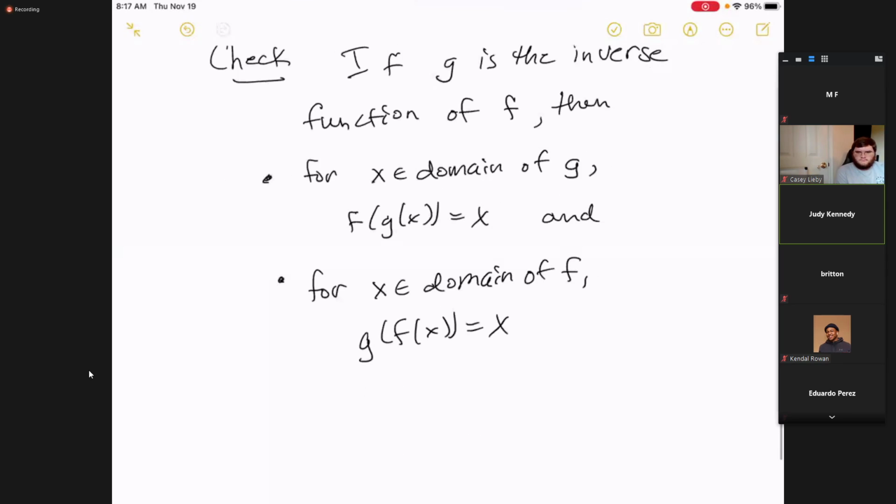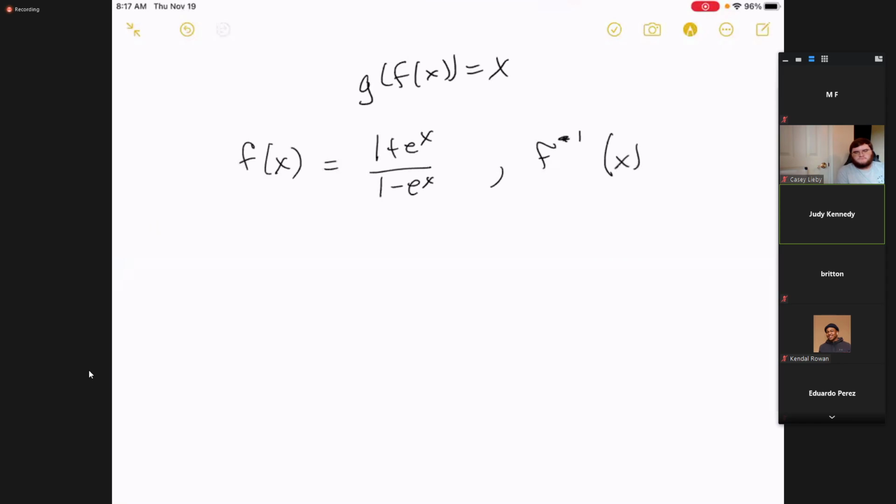Let's check that. Okay. So we have f of x equal to, let me look at my notes, I'll have to scroll back up. f of x is 1 plus e to the x. And we have f inverse of x. We computed that to be ln of (x minus 1) over (x plus 1). So let's do f of f inverse of x.